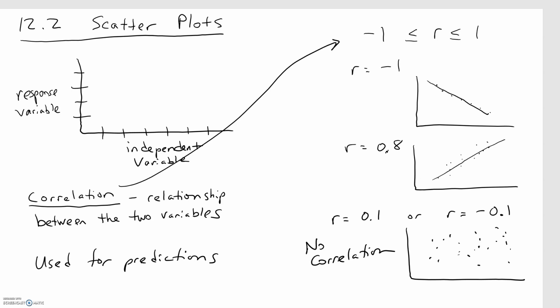Well, let's end with a couple of thoughts here. Remember, correlation, we talked about this earlier in the semester. Correlation never implies causality. So just because we see a relationship, that doesn't mean that the independent variable caused the response variable to happen. The other thing is relationships may exist even if they're not linear.